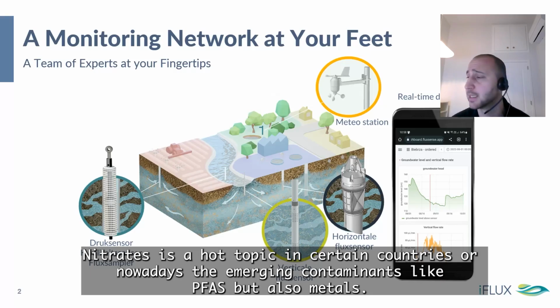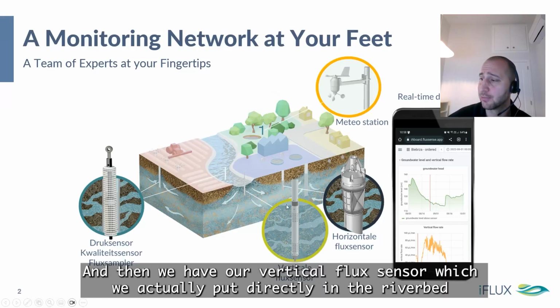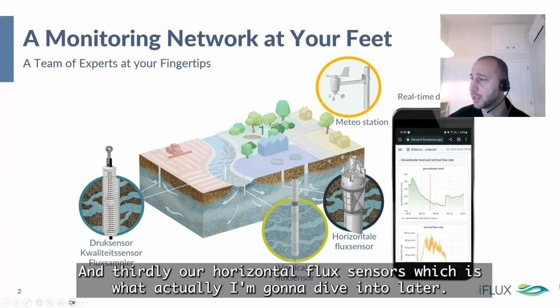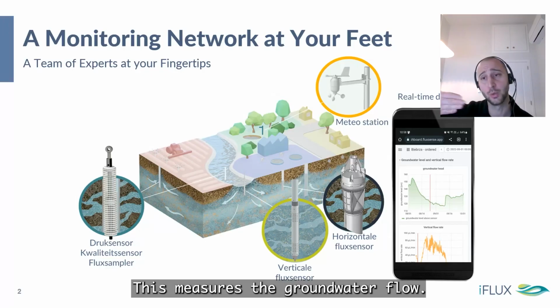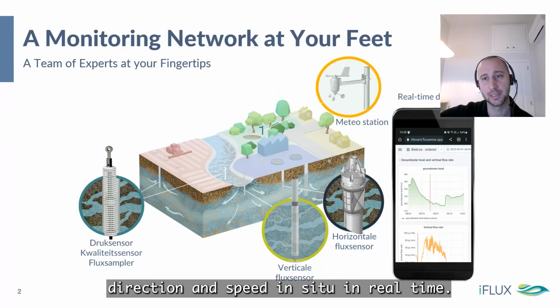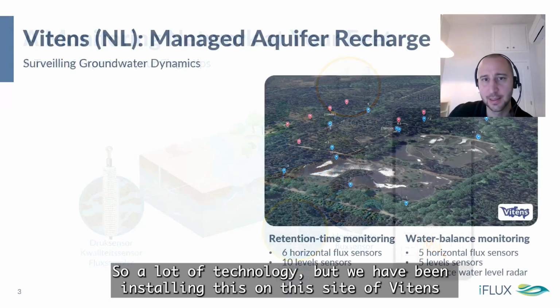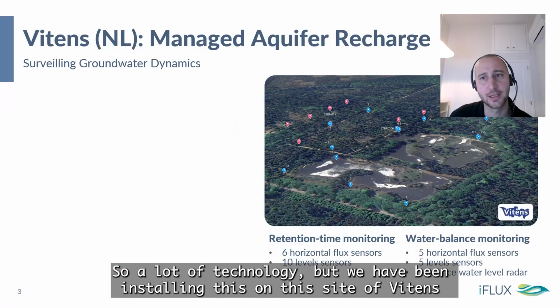So, of course, nitrates is a hot topic in certain countries, or nowadays the emerging contaminants like PFAS, but also metals. And then we have our vertical flux sensor, which we actually put directly in the riverbed, and it measures in real time surface and groundwater exchange, whether it's draining or infiltrating. And thirdly, our horizontal flux sensors, which is what I'm going to dive into later. This measures the groundwater flow, direction and speed in situ in real time. So a lot of technology, but we have been installing this, for example, on this site of Vitens.